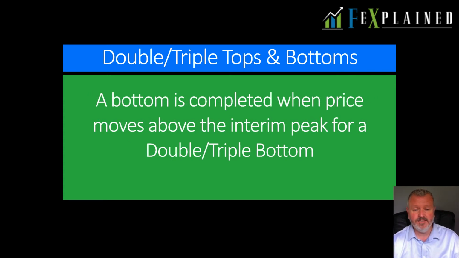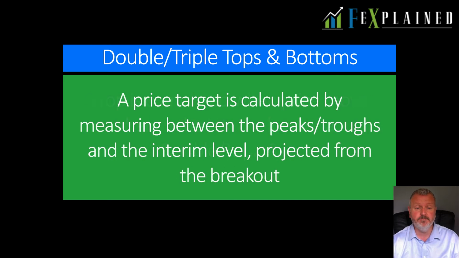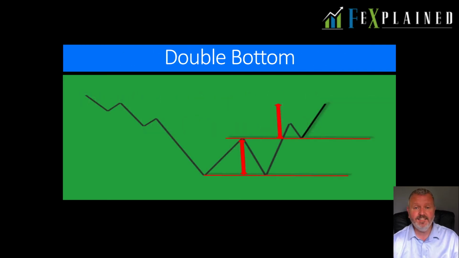A bottom is completed when price moves above the interim peak for a double or triple bottom, and a top is completed when price moves below the interim low for a double top or a triple top. A price target is then calculated by measuring the distance between the peaks or the troughs and the interim level, projected from the breakout level. The price target is called the MPO, or minimum price objective. And it's easier now if we take a look.